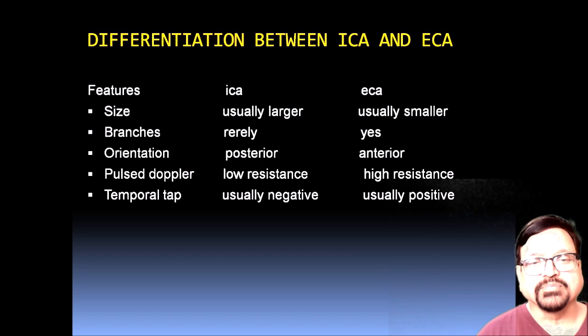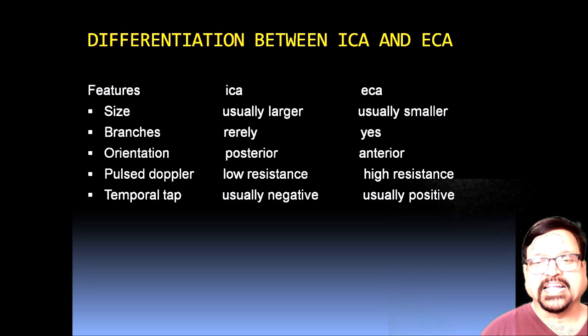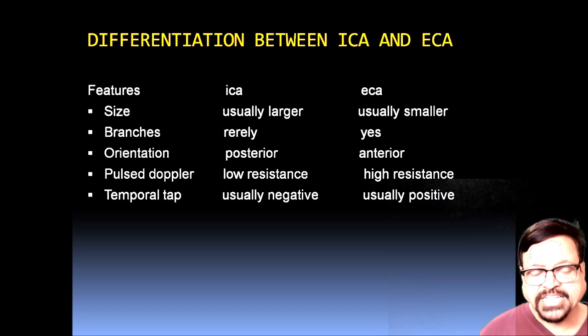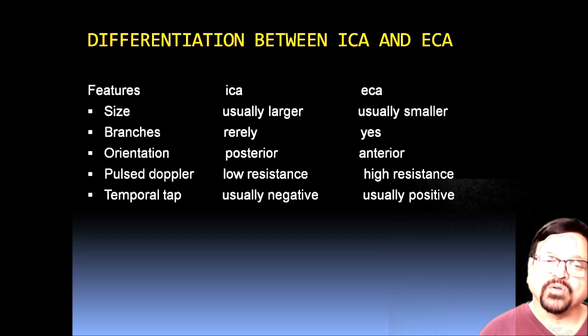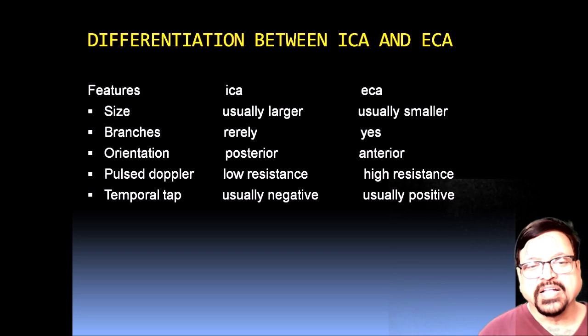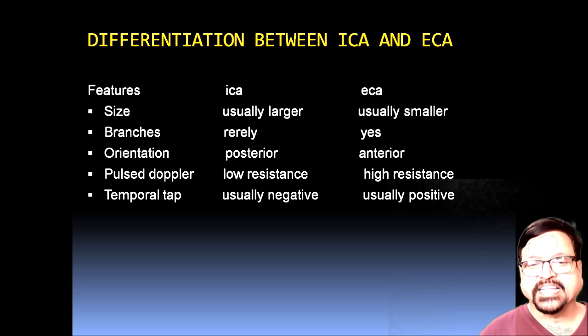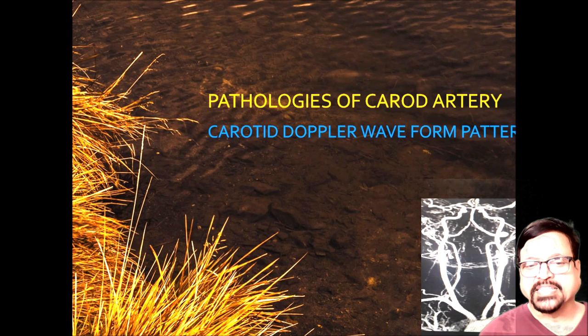Now often the question comes up: how to differentiate internal carotid and external carotid. Now we are going to a repetition just to summarize, or we can call this a summarization, just to recollect. The features of the internal carotid and external carotid are size, branches, orientation, pulse Doppler findings and the temporal tap. So this is just a recollection of what we have seen and a summary of today's lecture.